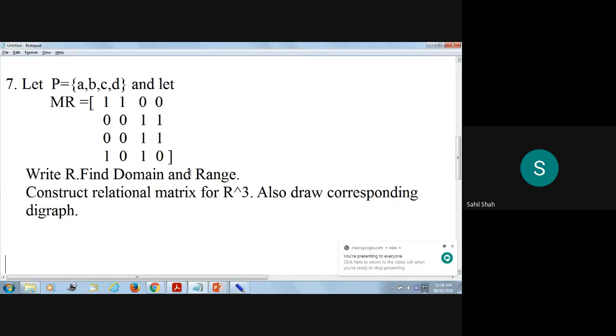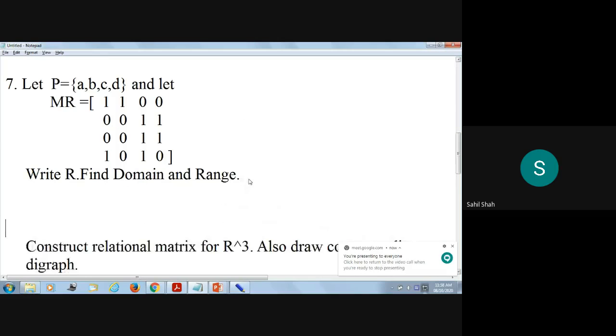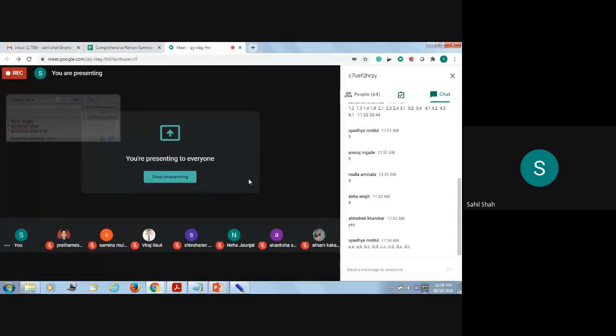I am interested now in knowing domain and range of this. We will further require this for computing. So let us write first R. What are the elements of R? Can you tell me quickly? AA, AB, BC, BD, CC, CD, DA, DC. Correct.